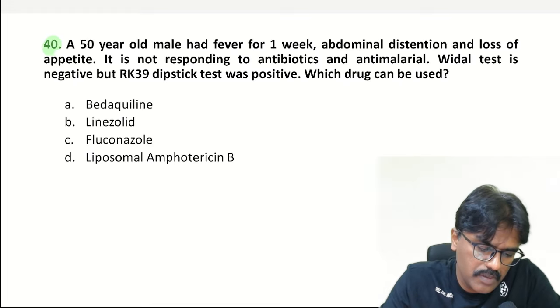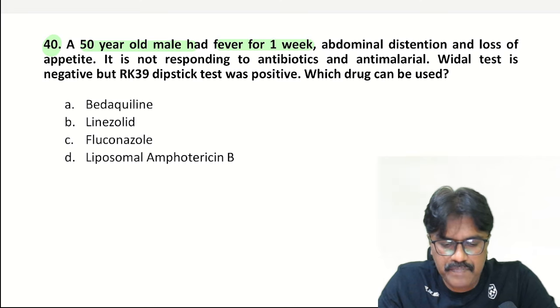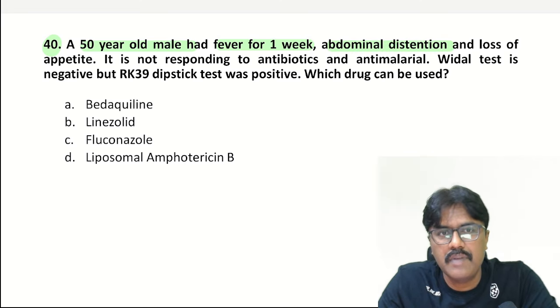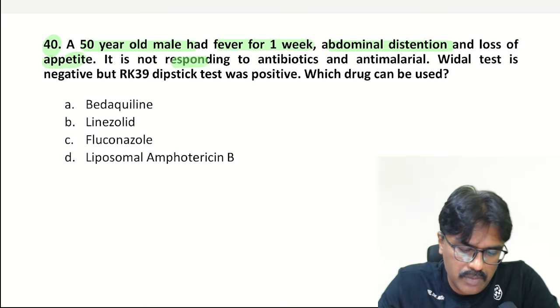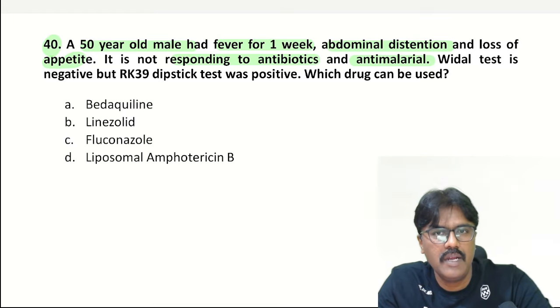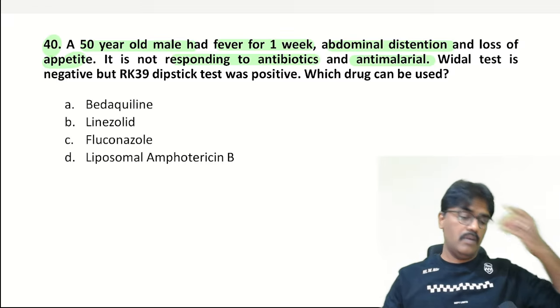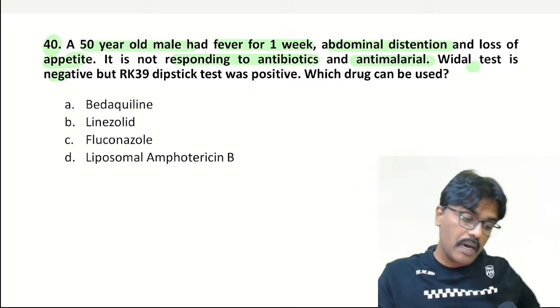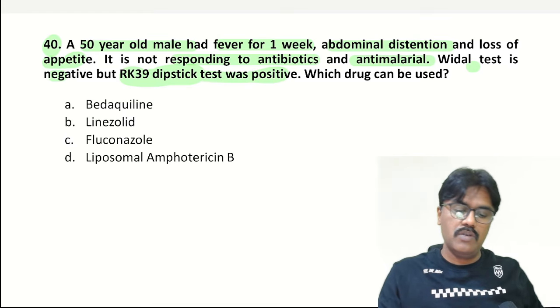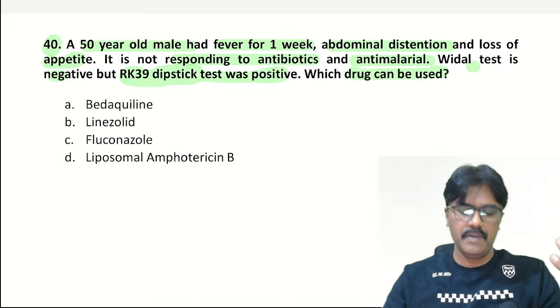Okay, let me take question number 40. A 50-year-old male patient had a fever for 1 week, abdominal distension and loss of appetite. It is not responding to antibiotics and antimalarials. It's not an infection, it's not malaria. Usually abdominal distension is due to hepatosplenomegaly. Widal is also negative, but RK39 dipstick test was positive. What drug can be used? So it's an integration between micro and pharma.